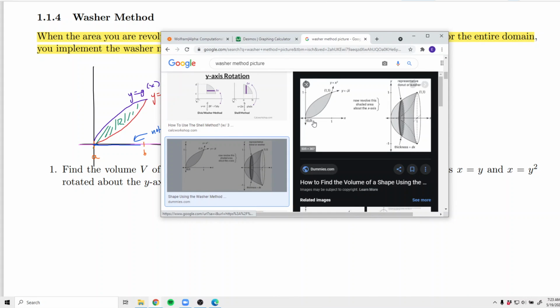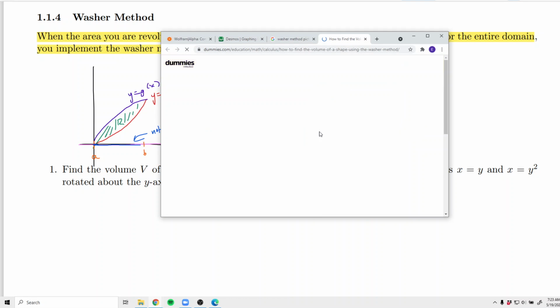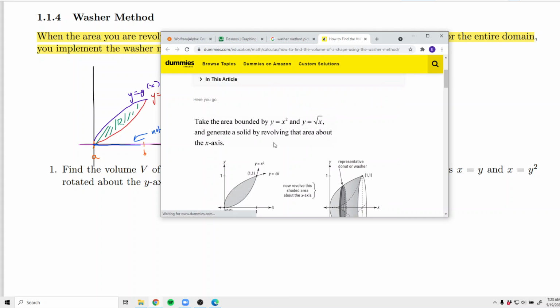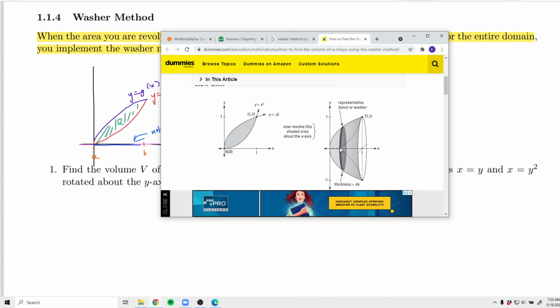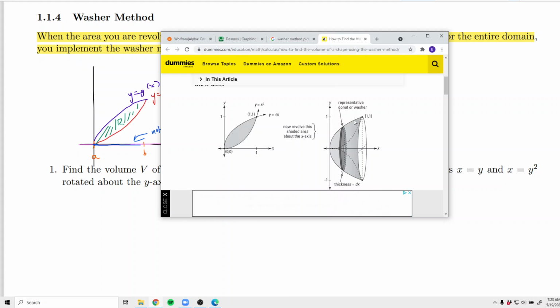What we have here is y equals x squared and y equals square root of x revolved around the x-axis. But the point here, you'll notice, is that when we revolve around it, it sort of looks like a donut. We have this open circle in between. And this can be bigger or smaller. So when we're at the end here, the open circle is kind of bigger, but the point is that you have an open circle.